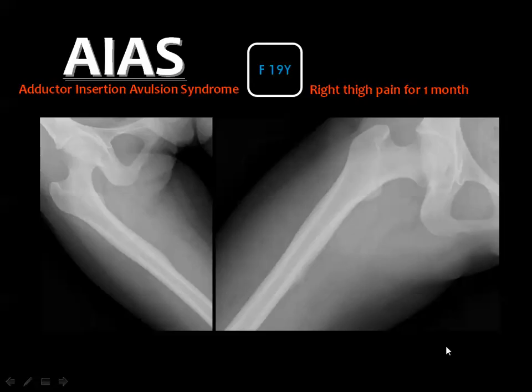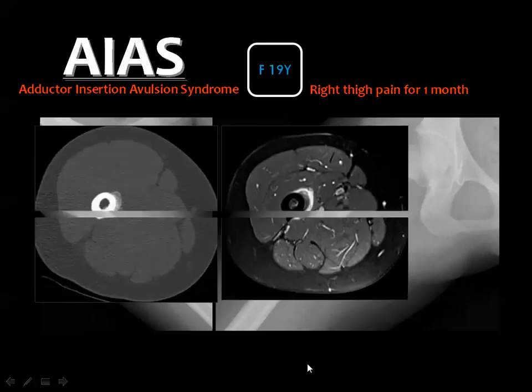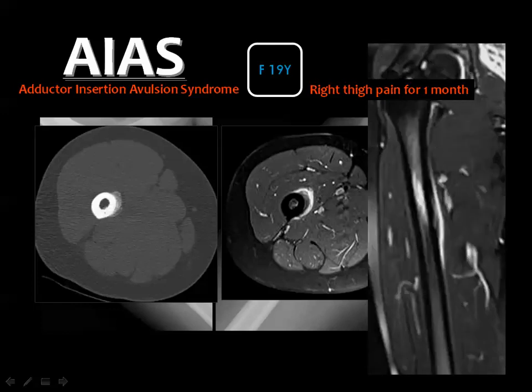By plain X-ray, you only see some periosteal reaction along the posteromedial aspect of the femoral shaft, and here you can see some periosteal reaction by CT together with periosteal or periosseous soft tissue edema by MRI STIR image. And this is the coronal image showing bone marrow edema as well as periosseous soft tissue edema.